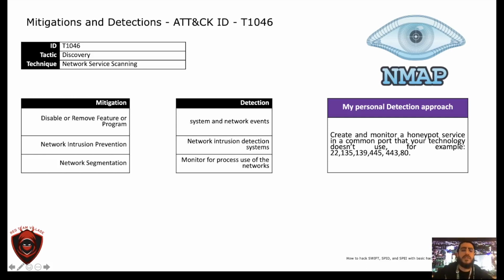To create a custom detection of this, I recommend creating a monitoring honeypot service on a common port that your technology doesn't use. For example, 22, 443, 80, etc.